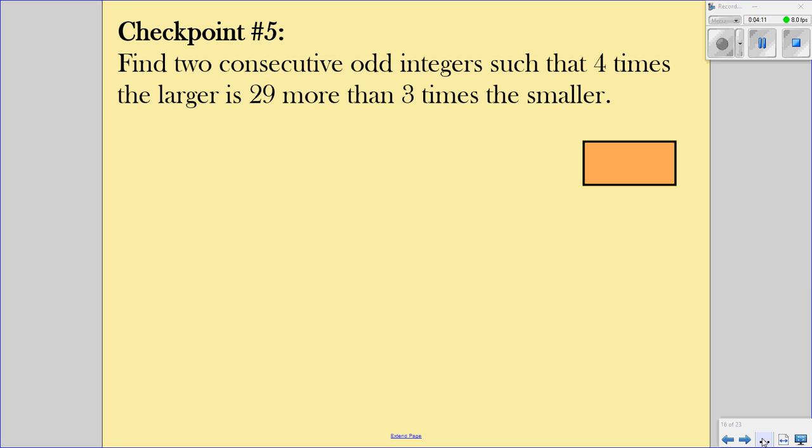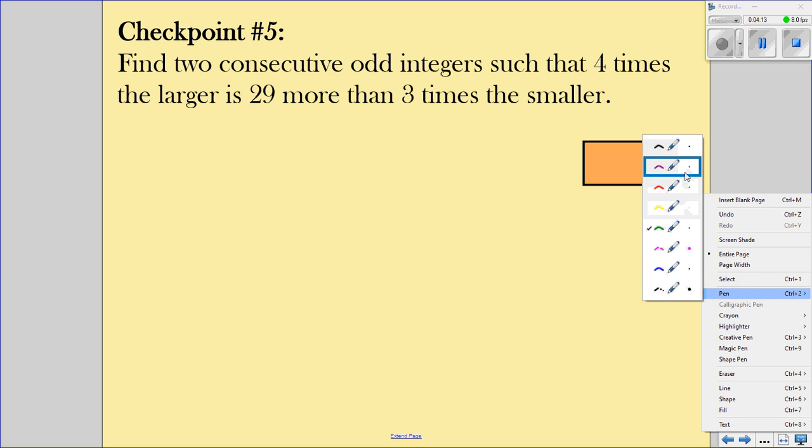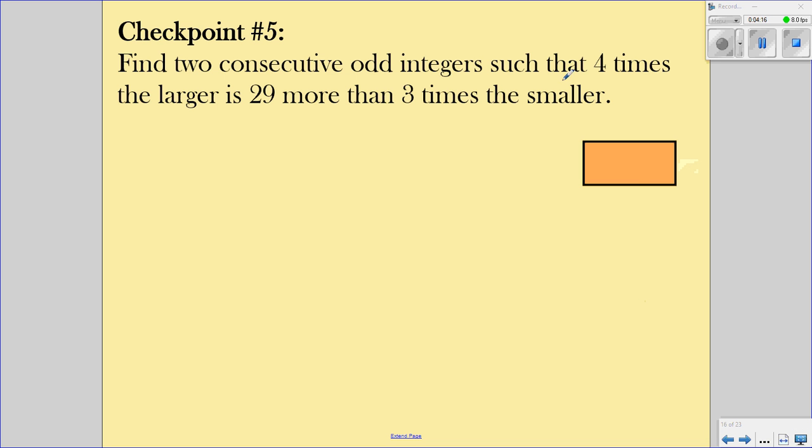All right, so the next one, we'll read it first. It says find 2 consecutive odd integers such that 4 times the larger is 29 more than 3 times the smaller. Sounds like a mouthful, but we read it once. Let's go back again. So we need 2 consecutive odd integers, my first and my second. So my first number, we start off with x. Odd integers, then it's x plus 2. Not x plus 1, x plus 2. All right, so we got that.